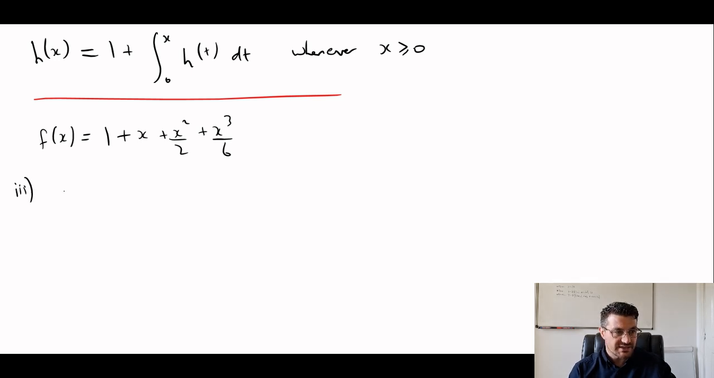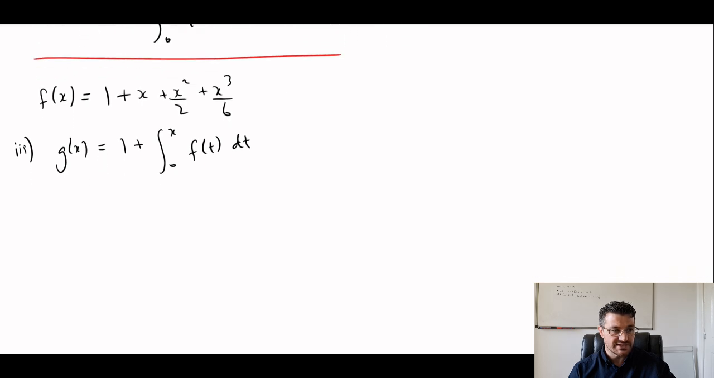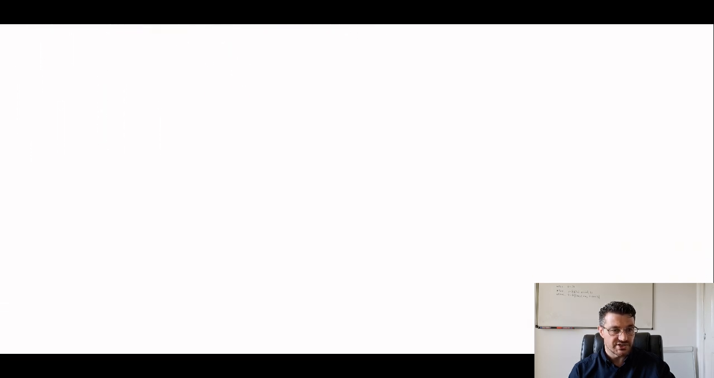Show that if g of x is equal to 1 plus the integral from 0 to x of f of t dt, then f is an excellent approximation to g. Okay, so we need to show that f is an excellent approximation to g. So I may as well scroll down, give myself plenty of space for this. So I need to start out by calculating modulus of f of x minus g of x.